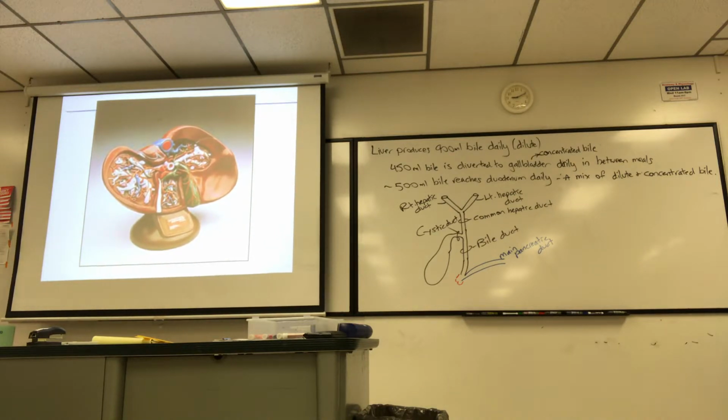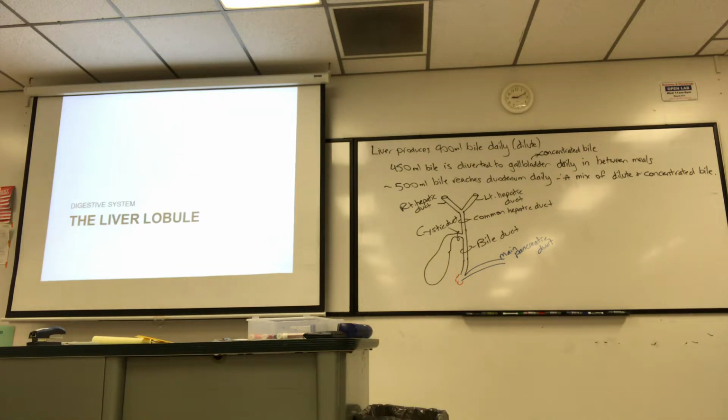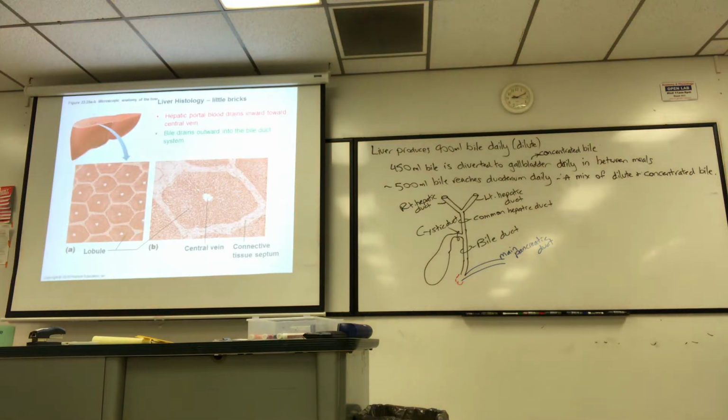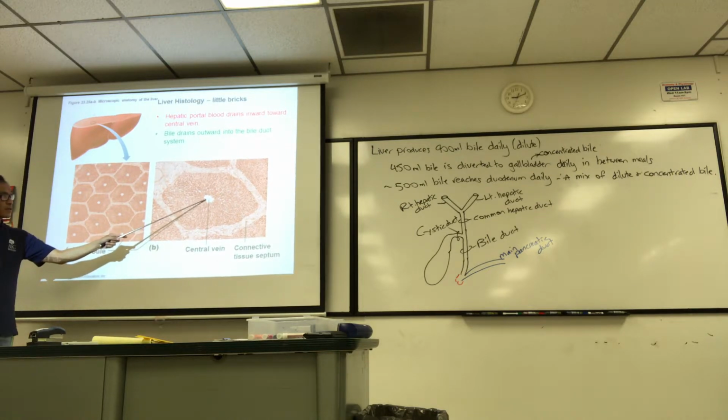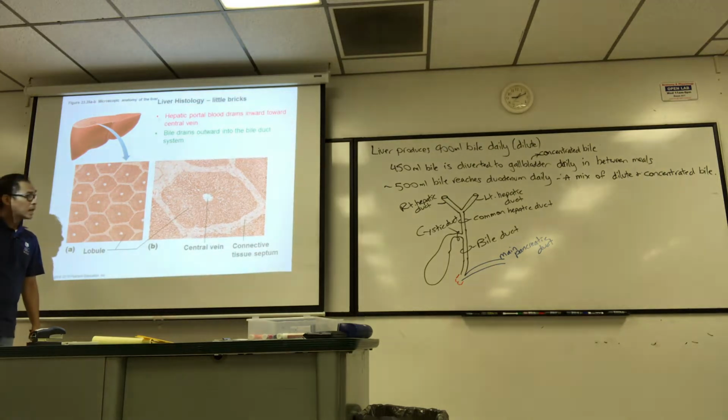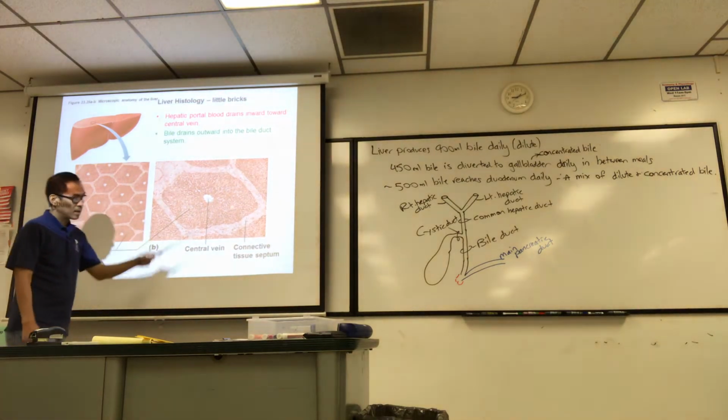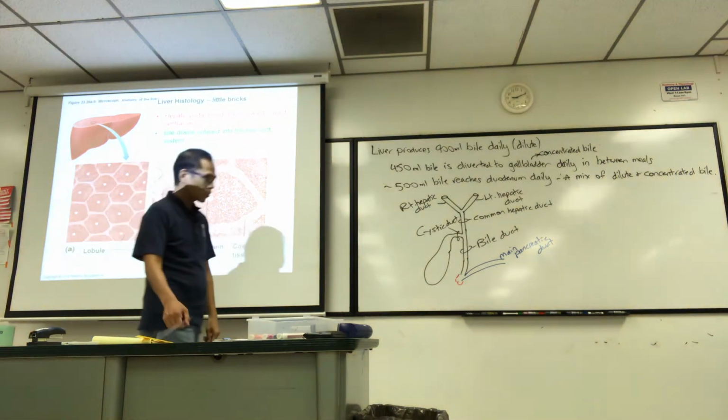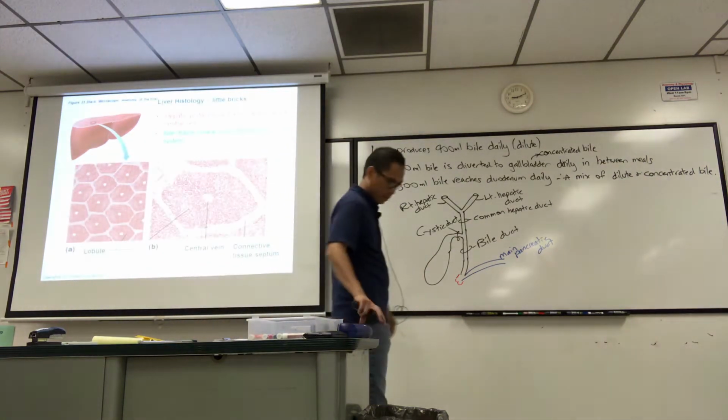All right, let's look at the microscopic anatomy of the liver lobule, or at least an illustration of what it looks like on this picture. So the liver is arranged into lobes. They're called lobules because they're microscopic. And at the center is a central vein. I use it as an example of a venule, a very small vein. And you can see how they're sort of hexagonal in shape.